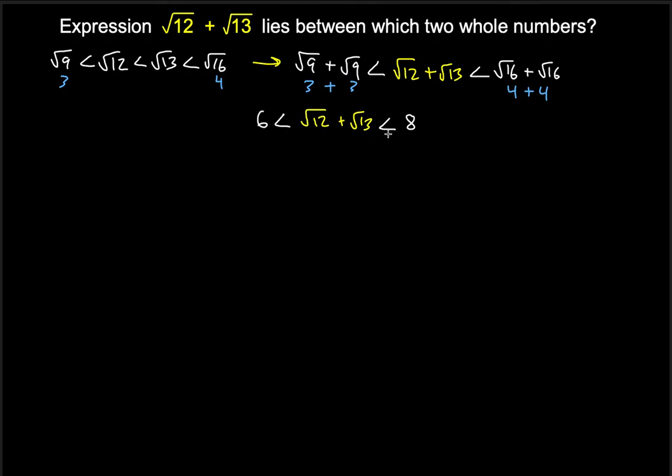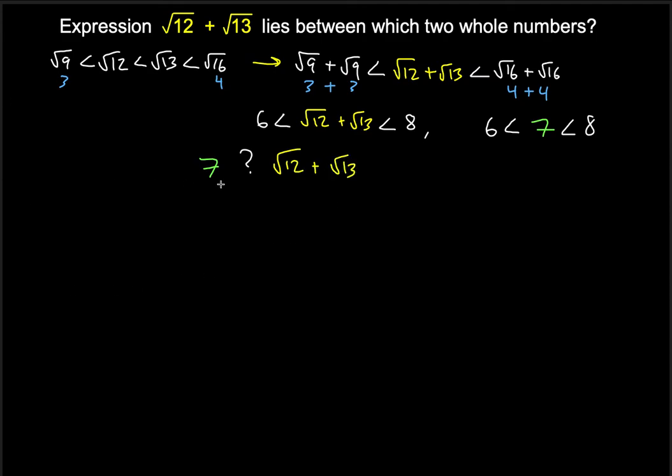So this tells you that radical 12 plus radical 13 is definitely between 6 and 8. But the problem is that you don't know how this quantity relates to 7. You don't know if radical 12 plus radical 13 is greater than 7 or less than 7. We're going to have to play around a little bit more with this. So let's relate 7, because we also know that 6 is less than 7, which is less than 8. So we have to play around with 7 and radical 12 plus radical 13.